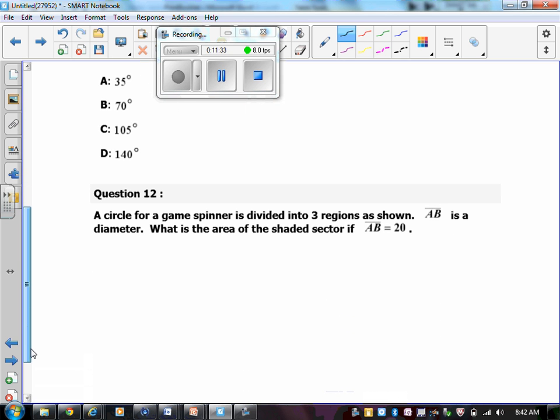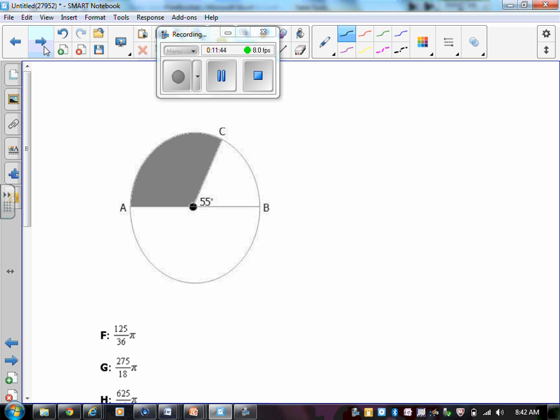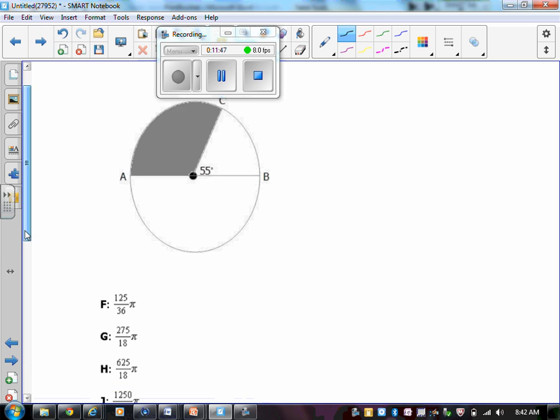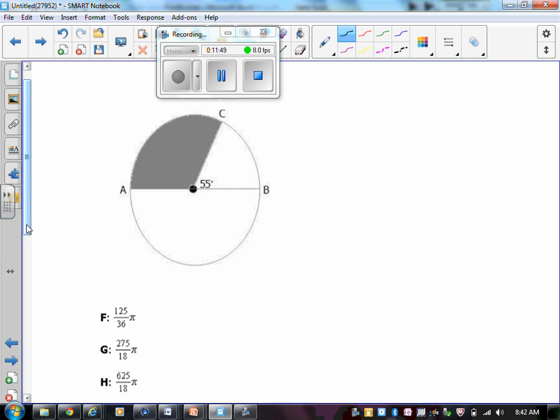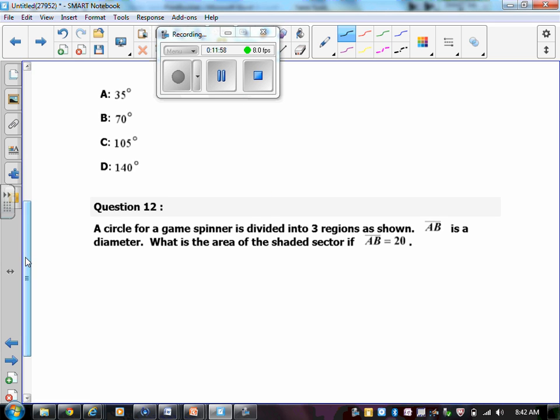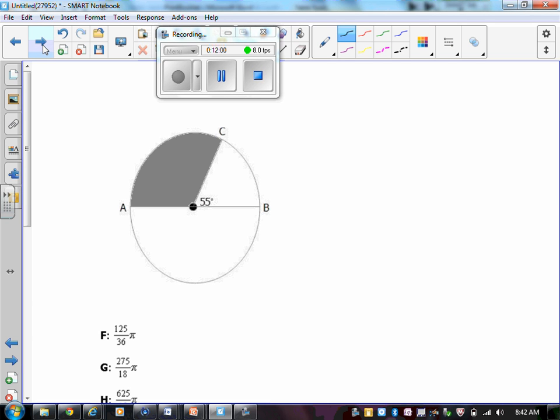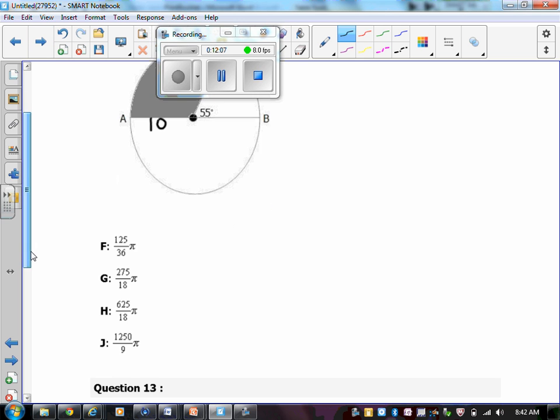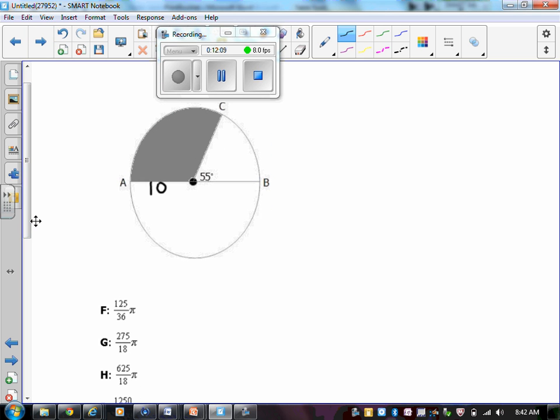All right, number 12, a circle for a game spinner is divided into 3 regions as shown. AB is the diameter. What's the area of the shaded sector if AB is 20? So 20 is what is given. So we're trying to find the shaded region. AB is 20, right? Let me double check because AB is 20. So the diameter is 20, which makes the radius 10. And they give you the answer in terms of a fraction of pi, so they just simplify it as it is.